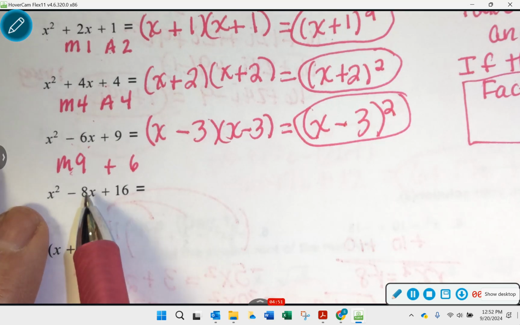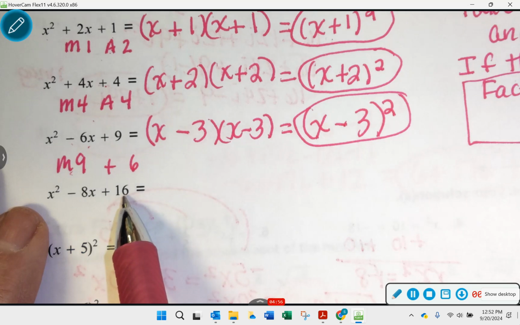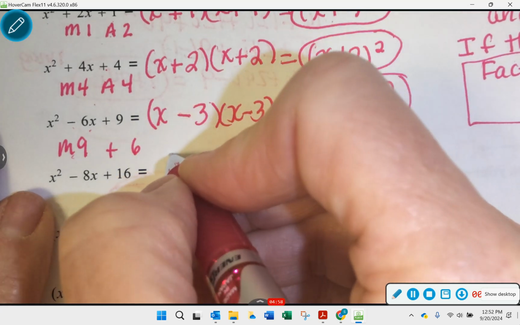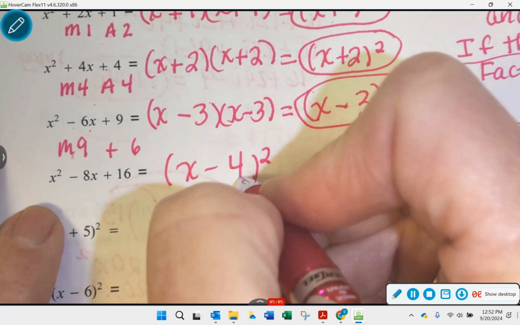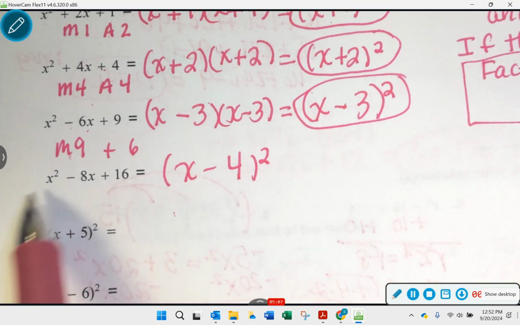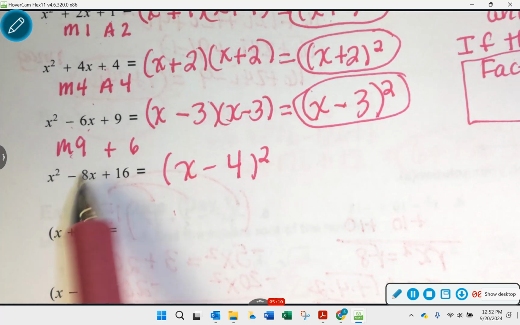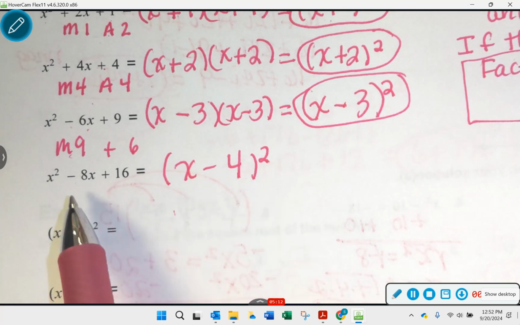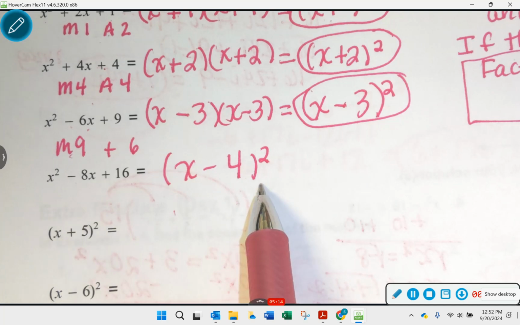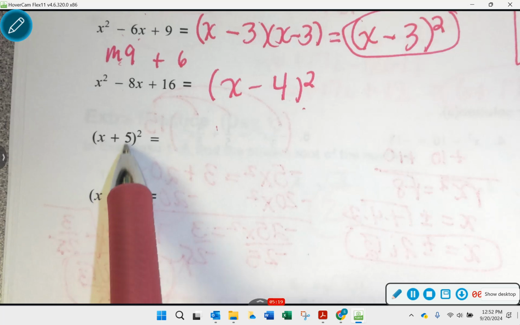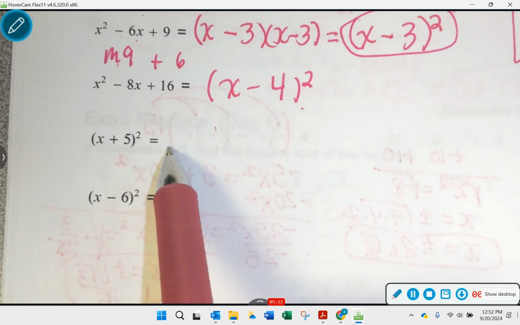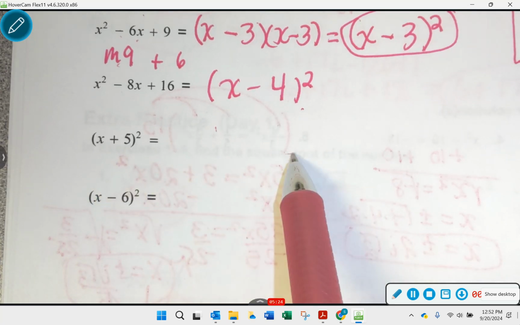Let's check this one. What's half of 8? Square it. 16. So can you go directly now to this quantity squared? What is it? X minus 4 squared. So we use the x, we use the first sign, and we use the square root. So this is equal to that. Can you think the other direction? Can you think what this would have been originally as a trinomial?